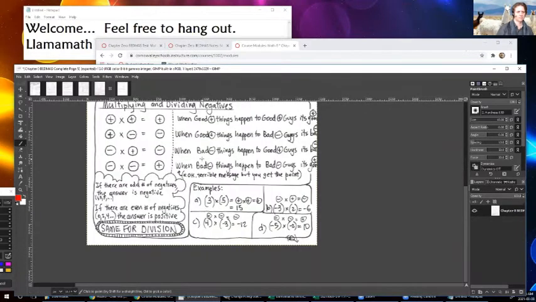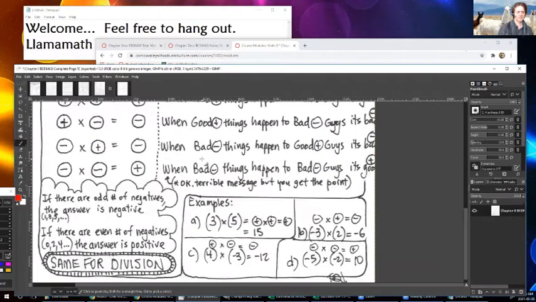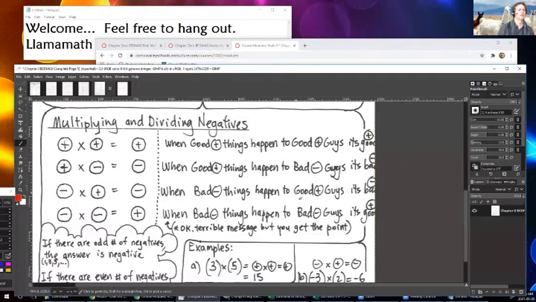This is a really good thing. It's a terrible message I'm going to tell you, so don't tell your parents. Here's an easy way to remember multiplying and dividing negatives. When you multiply a positive times a positive, you always get a positive. If you multiply a positive times a negative, you get a negative. If you multiply a negative times a positive, you get a negative. And lastly, a negative times a negative is positive.